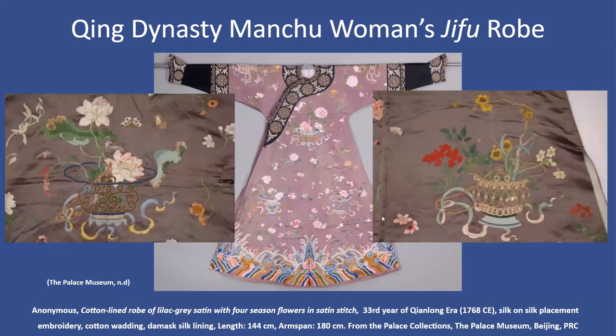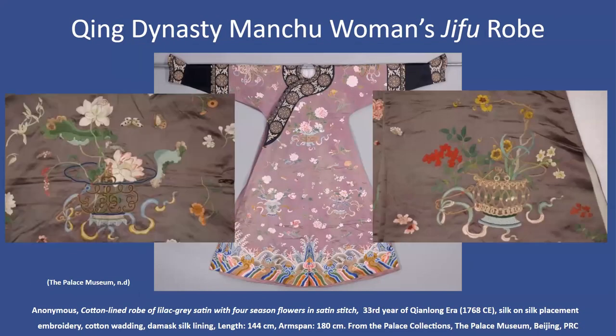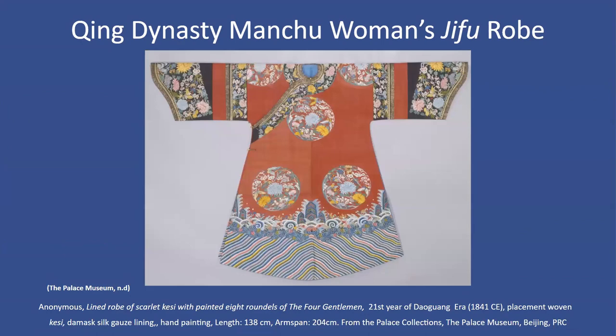Here, while the motifs in this particular example are no longer within the rondelles, instead they're displayed as cut flowers in a vase or basket, you can still recognize the 8 rondelle format and it's still adhered to. So you have one group motif here, one group motif here, one group here, and then two at the hem here. Still got the standing water, just like this one. And this one, anyways, between 1768 and 1841, fashion obviously changed.